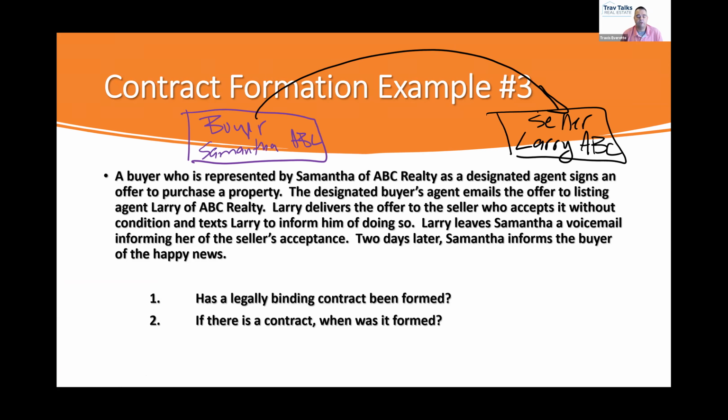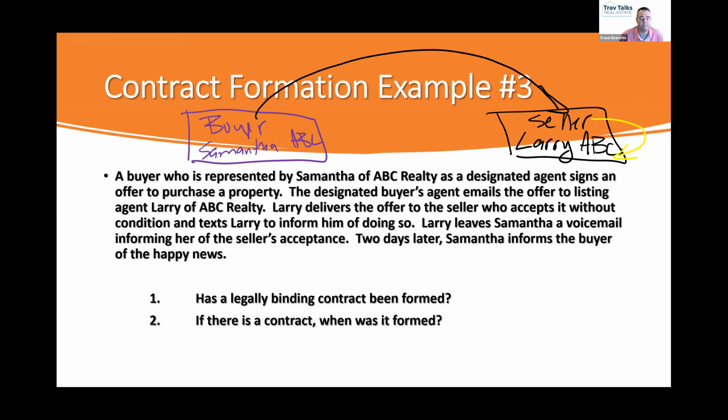Larry delivers the offer to the seller who accepts it without condition and texts Larry to inform him of doing so. We'll do that one in yellow. So the seller signs it and texts Larry. There's that right there. First of all, are we accepted? Has the seller accepted? Yes, they have, folks. See, this is where you're not following the definitions. What's acceptance? I didn't ask if we were under contract. I asked if the seller has accepted. Have they signed it? Yes. Acceptance is not the same thing as communication of acceptance. Have we had communication of acceptance? No, not yet. No, we have not.